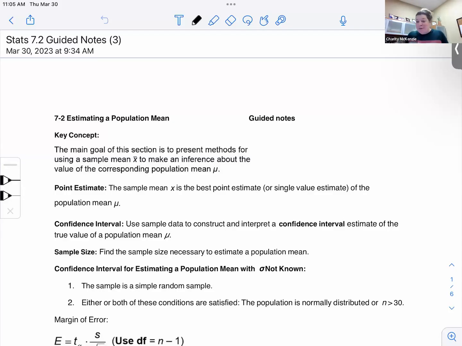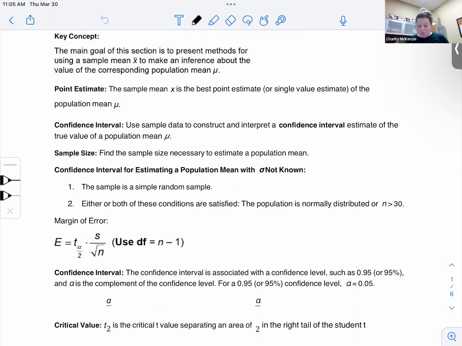So for 7-2, it's very similar to our 7-1, and we're finding this confidence interval, right? So we're talking margin of error, confidence interval, and what's the middle? Our point estimate, right? So it's going to be a mean this time instead of a proportion or a percent. So this time we're looking at that same idea with our means. So our point estimate is our mean, okay? And our confidence interval will be between those two numbers.